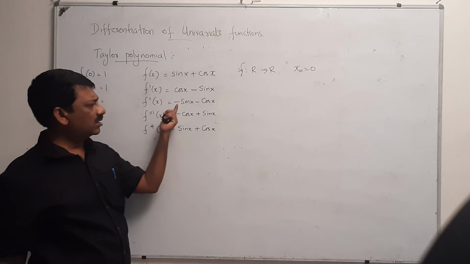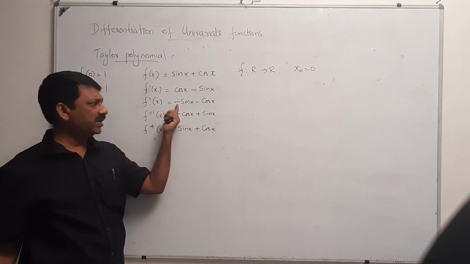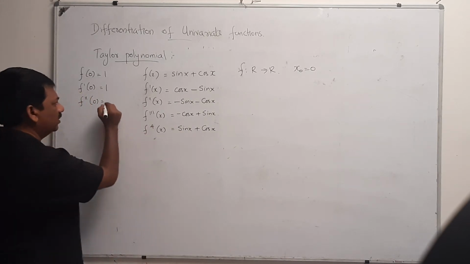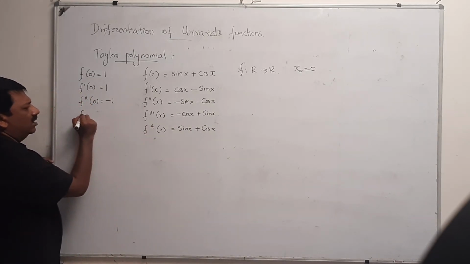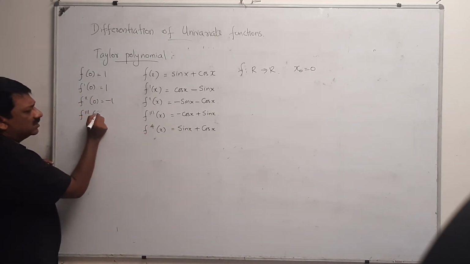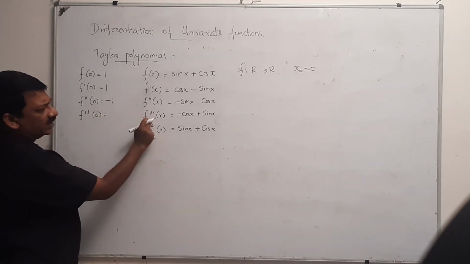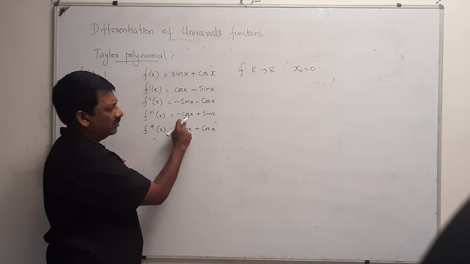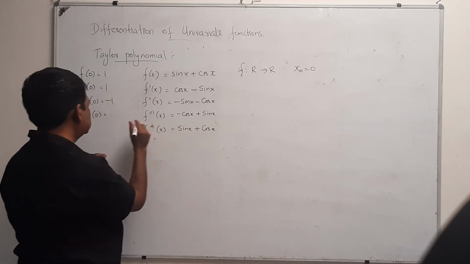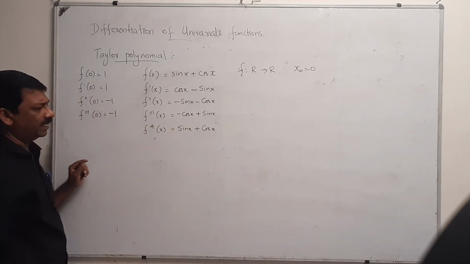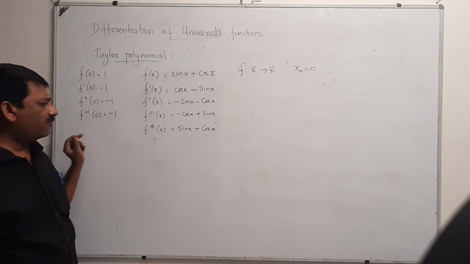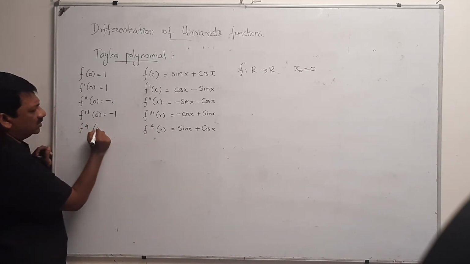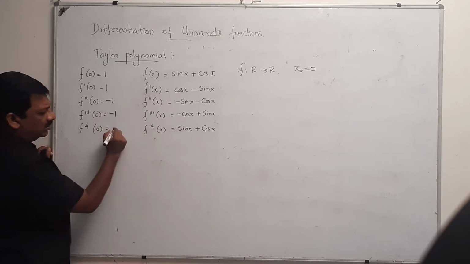What about f double dash of 0? This is minus sin x minus cos x, that means minus sin 0 minus cos 0, that means minus 1. f triple dash of 0 is equal to minus cos 0 plus sin 0, that means minus 1. Okay, and f4 of 0 is equal to again 1.